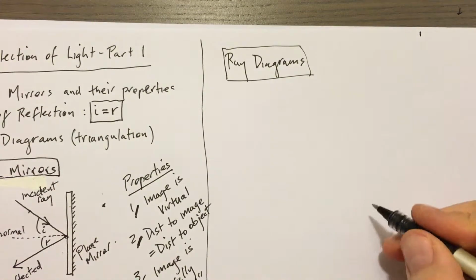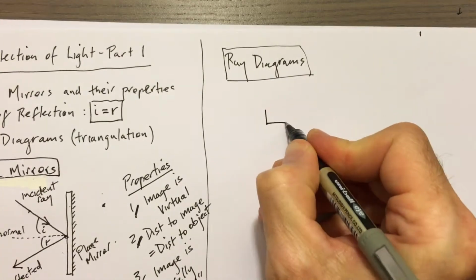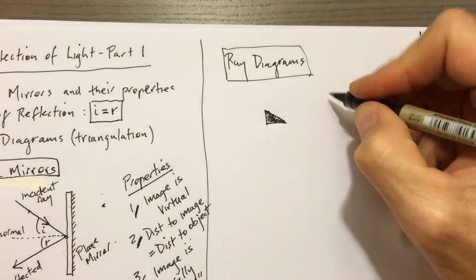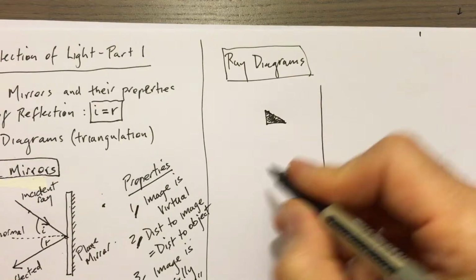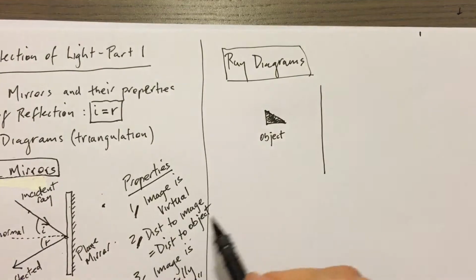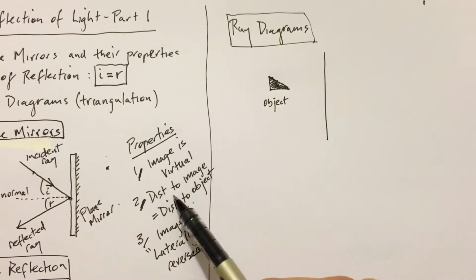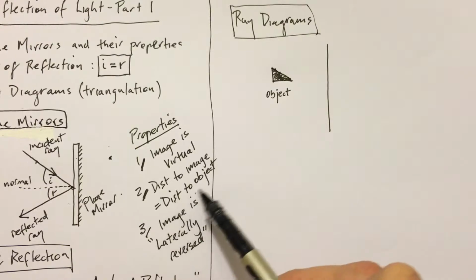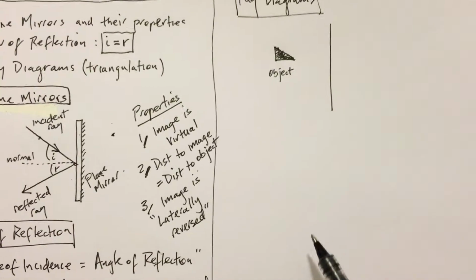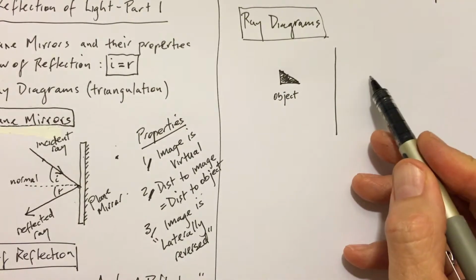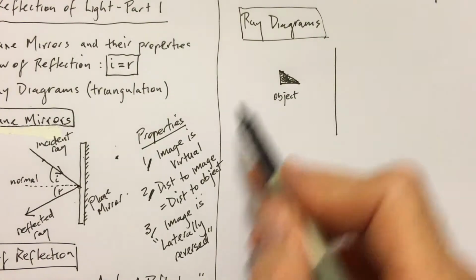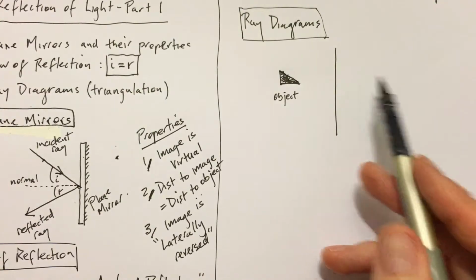Let's start with just a really simple object. I'm just going to draw a little triangle and shade it in. Here's my triangle, and I'm going to place a plane mirror here. We'll call this the object. We can guess where the image is going to be, because we know the properties: the image is virtual, the distance to the image is equal to the distance to the object, and the image is laterally reversed. We can guesstimate that we expect the image to be here somewhere. But let's go through the process of triangulation just to verify that.